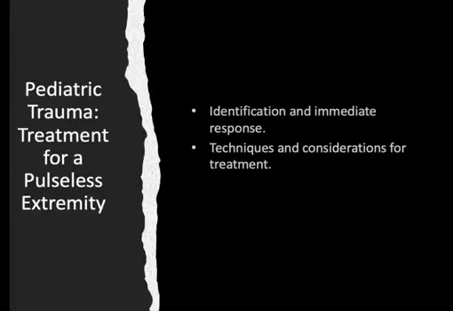Also, when you're talking about treatment for pulseless extremities, it is exactly like an adult. So once you identify that you have some cool, pale fingers or toes and you can't palpate a pulse, no pulse is palpable, you could apply gentle manual traction. Just make sure it's gentle and it's exactly the same as the adult.